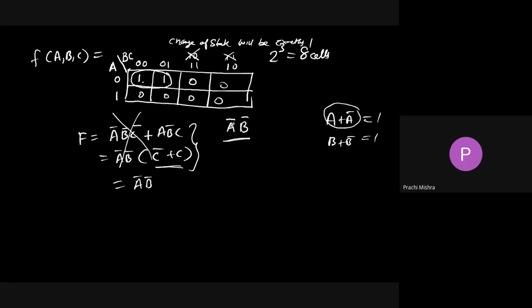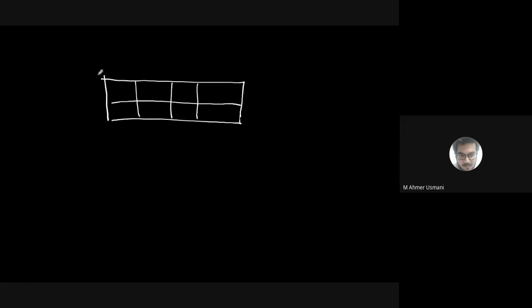Yes sir. So how to make a group? There are certain rules to make a group. Okay, so I'll just explain how to make a group. If this is a K map, which has 8 cells in it, which has 3 variables A, B, and C. So let's take some random values. This is 0, this is 1, this is 0, 0, 0, 1, 1, 1, and 1, 0.